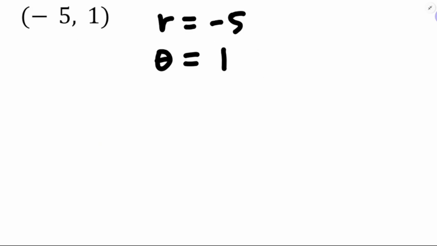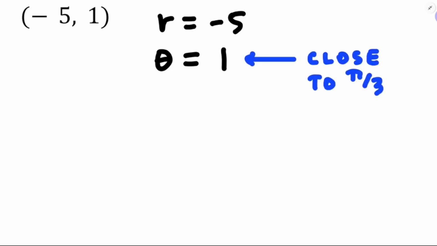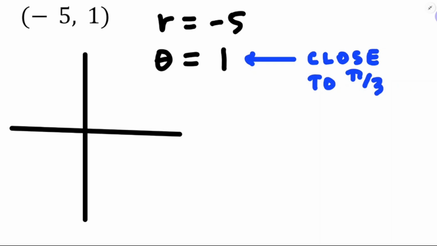For this next one, I've got r equals -5 and theta equals 1, so I thought this was a little bit different. Okay, theta equals 1, that's 1 radian. And so what you need to think about when you see a number like that is what is it close to in the unit circle world. Well, we know pi over 3, and pi over 3, that's 3.14 divided by 3, that's really close to 1. So I get my xy axes and I draw out theta equals pi over 3.